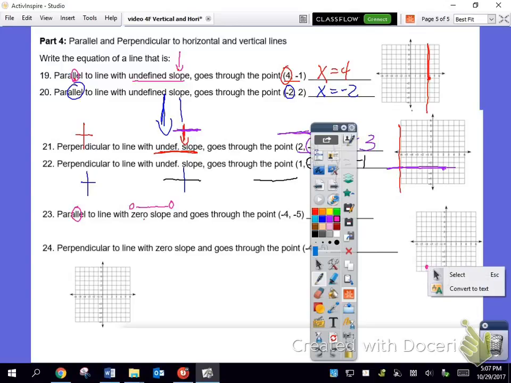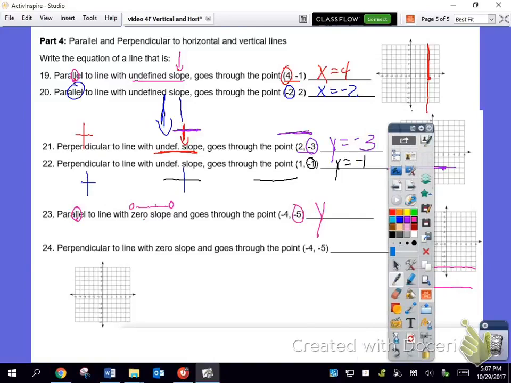Here's that point. I want it to be parallel, so it means I don't want it to intersect with this. So picture a line somewhere like that. And I want it to be parallel, so I want it to go through. So if it's going to go through, that's going to be y. It goes through y equals. So look at your y, and so y equals negative 5.